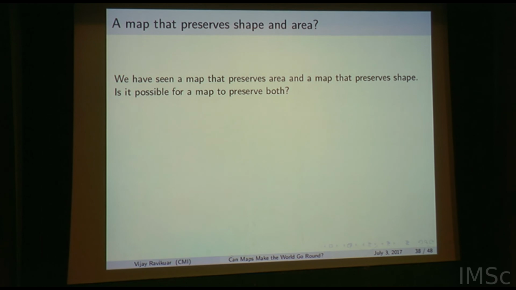So let's move on from these three particular maps. So we've seen a map that preserves area, and we've seen a map that preserves shape. Is it possible to have a map that preserves both area and shape? Does anybody have a guess?